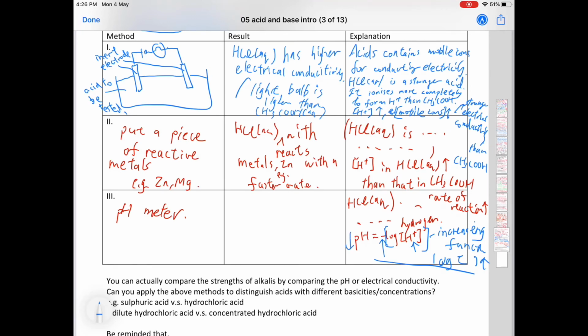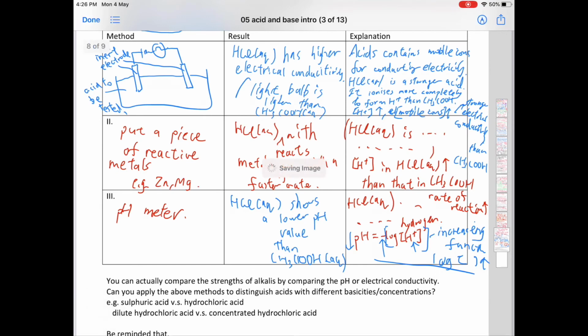Is it okay? So the stronger the acid, the more hydrogen ion inside, the higher the concentration of hydrogen ion, the lower the pH. So the expected result is that HCl shows a lower pH value than ethanoic acid. Is it clear about these three methods for measuring the strength of hydrochloric acid compared with ethanoic acid? It is all about the hydrogen ion, the concentration of hydrogen ion matters.